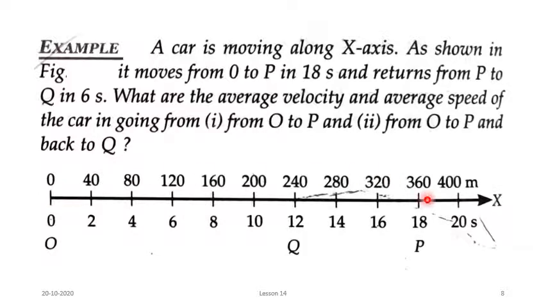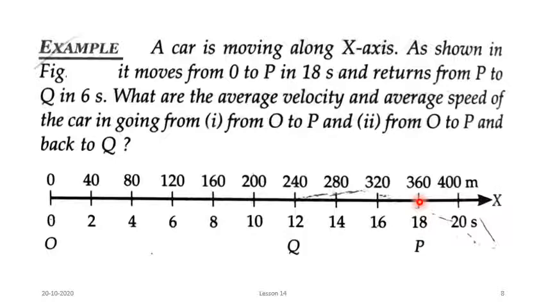Now, how much time does it take? From O to P, it takes 18 seconds, and from P to Q, it takes 6 seconds. So 18 plus 6 is 24. Therefore, if you calculate your average speed, it will be 480 divided by 24. 24 twenties are 480. So it will be 20 meters per second.